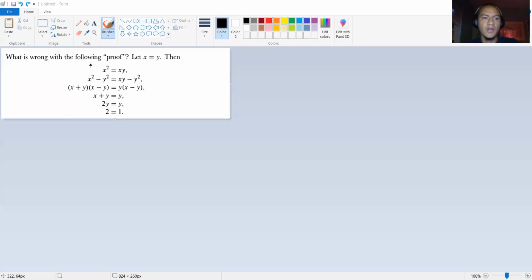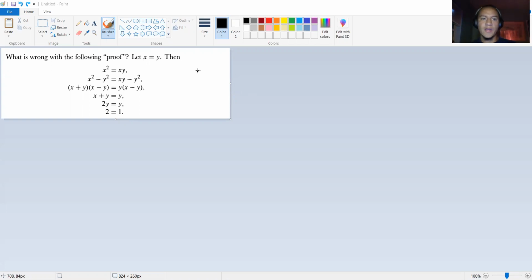I'm going to be showing you an argument where 1 equals 2. Take a look at this. What is wrong with the following proof that 1 equals 2? Try to figure it out for yourself by going through each of the steps.